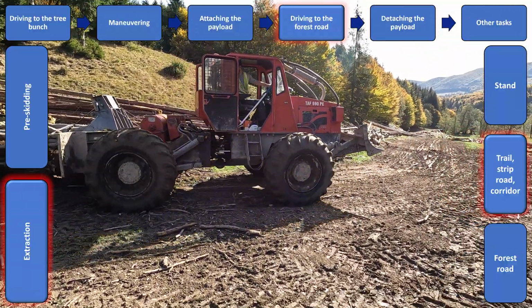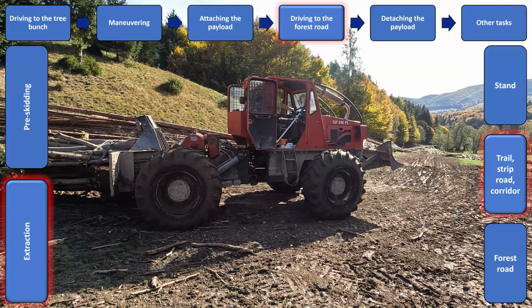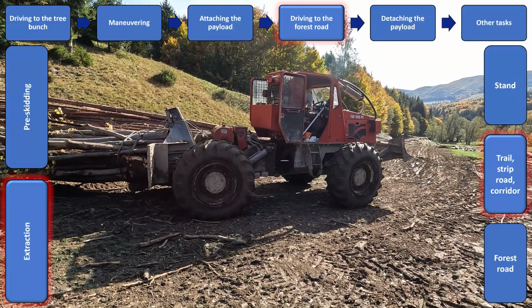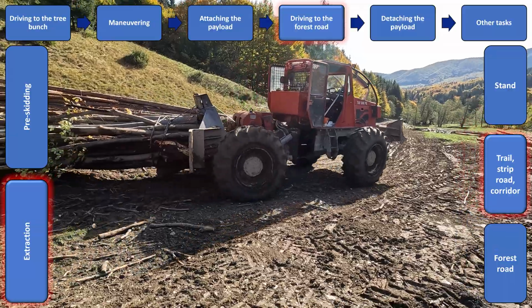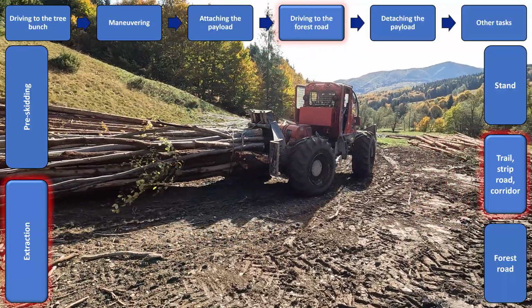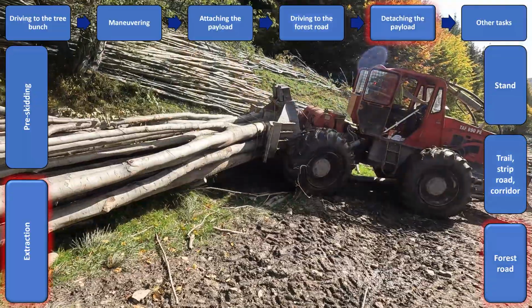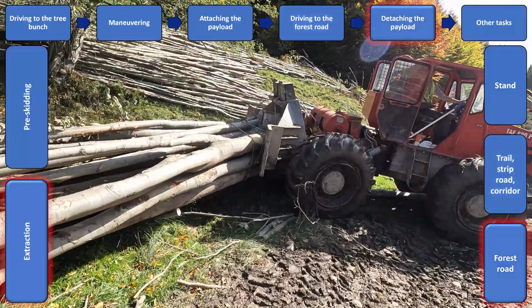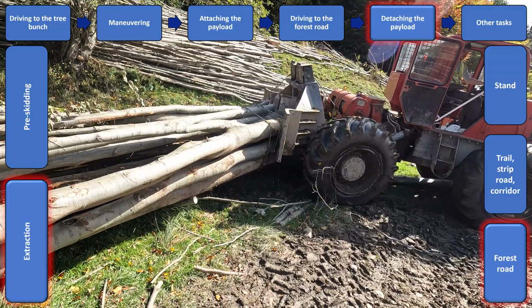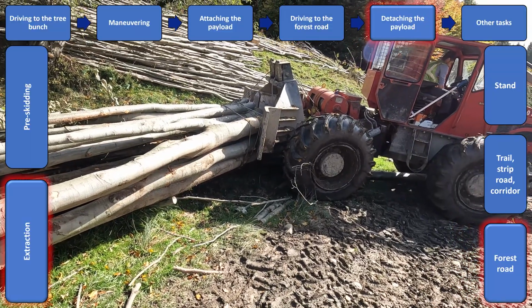Time consumption, productivity, and costs depend mainly on the payload size and the extraction distance. However, the payload size may be restricted by the stand's density, while preparing it by pre-skidding may take important resources, particularly when small trees are pre-skidded at the trail.